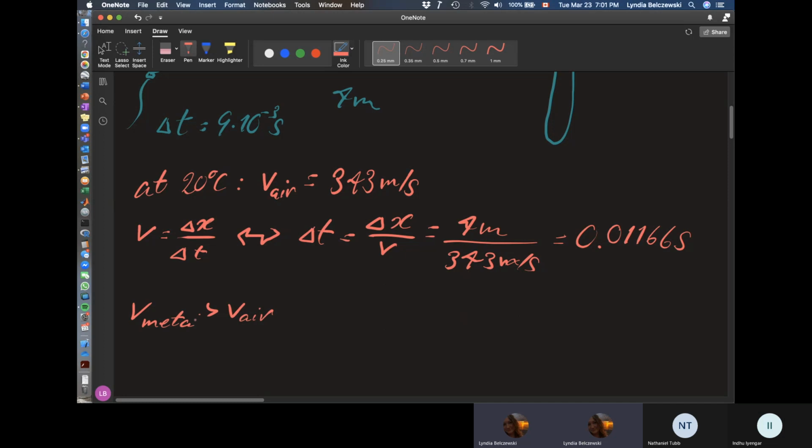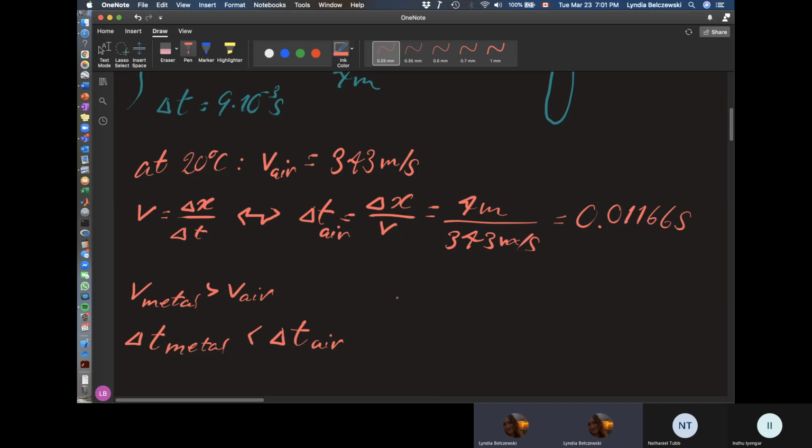And so that means that the amount of time that it takes for the sound wave to go along the 4 meters through the metal is going to be less than the time it takes for sound to go through the air. So I'm going to write a little air subscript here on my delta T that we already calculated.